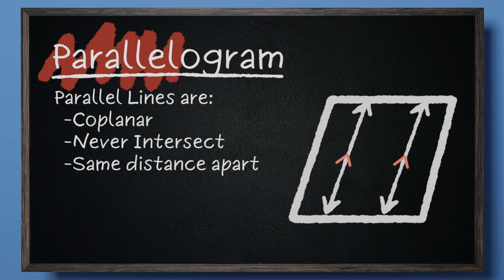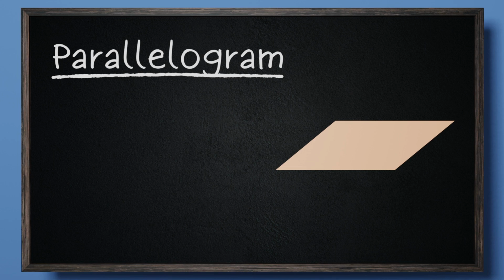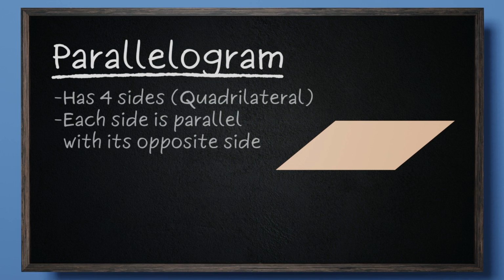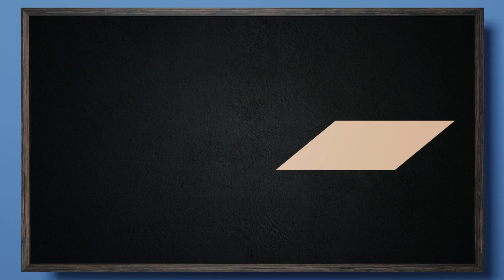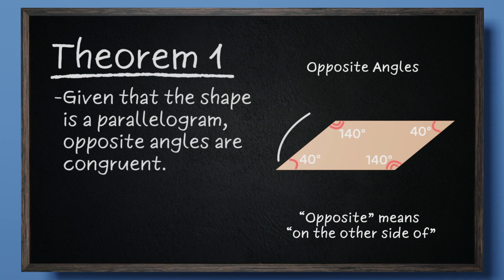So, what does this mean for parallelograms? Parallelograms can look something like this. The shape itself obviously has 4 sides, which makes it a quadrilateral. However, each side is parallel with its opposite side, hence the name parallelogram. This is the main property that is required of a quadrilateral to be a parallelogram, which leads us to 4 main theorems. Firstly, given that the shape is a parallelogram, the opposite angles are congruent.